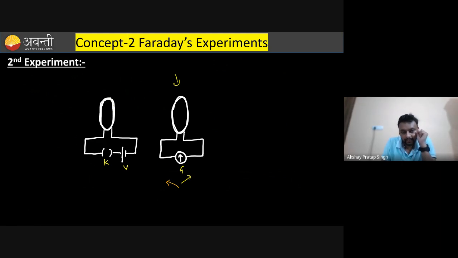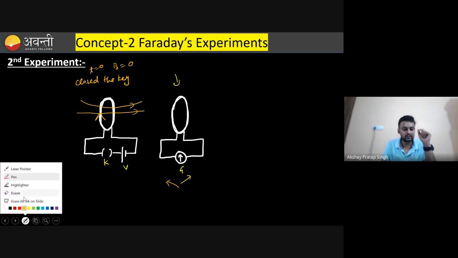you can see that initially at t equals 0, the magnetic field was 0 because the switch was off, the key was open. Now you closed the key. As soon as you closed the key, what will happen? Some current will pass through it, and when current passes through it, it will create some magnetic field like that.